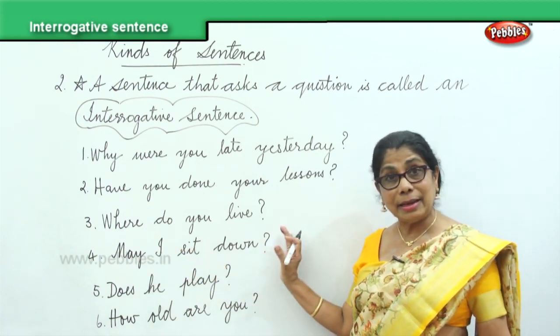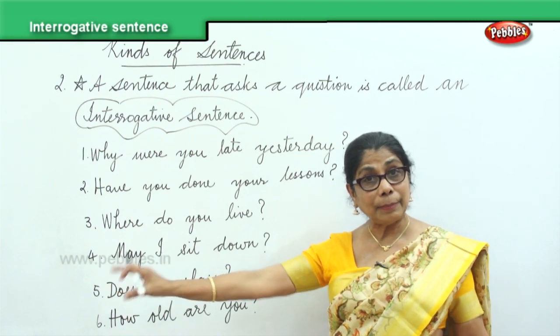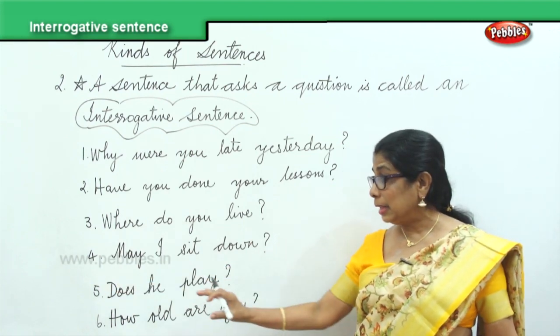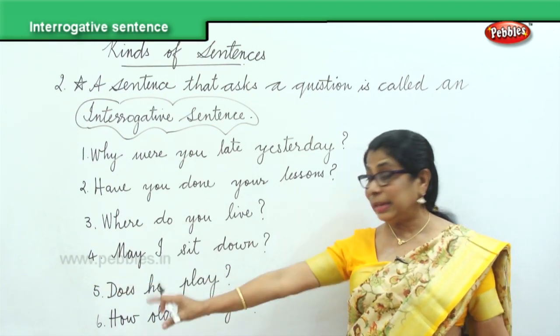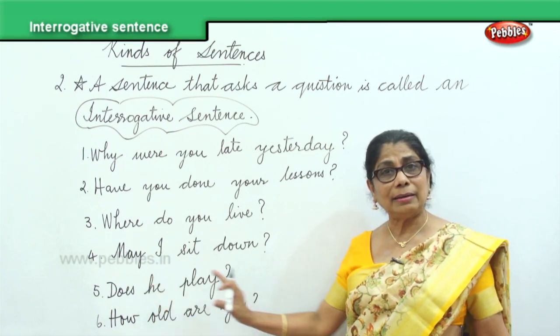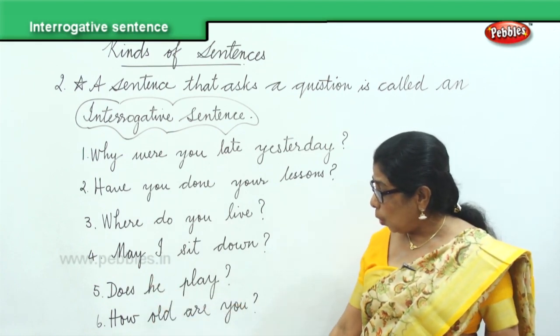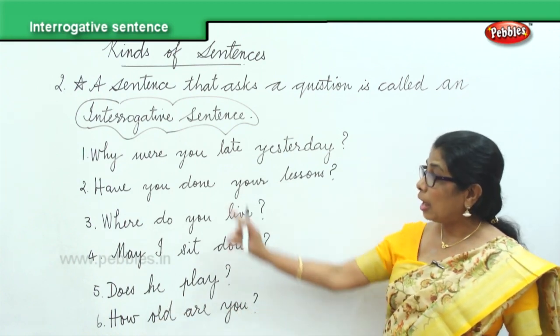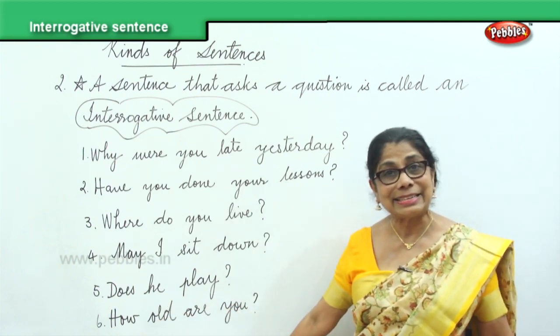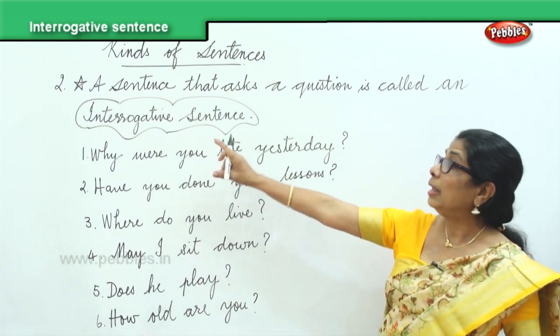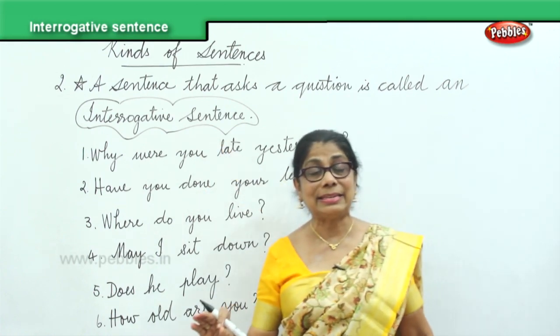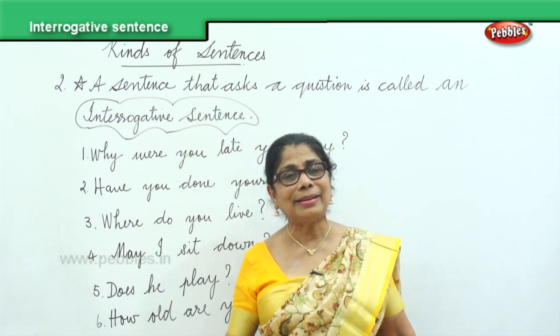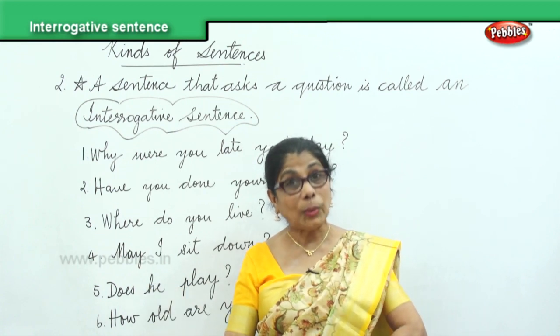May I sit down? Begins with a capital letter, ends with a question mark. Does he play? Begins with a cap letter, ends with a question mark. How old are you? Begins with a cap letter, ends with a question mark. And all these six sentences, they are all interrogative sentences, beginning with a cap letter and ending with a question mark.